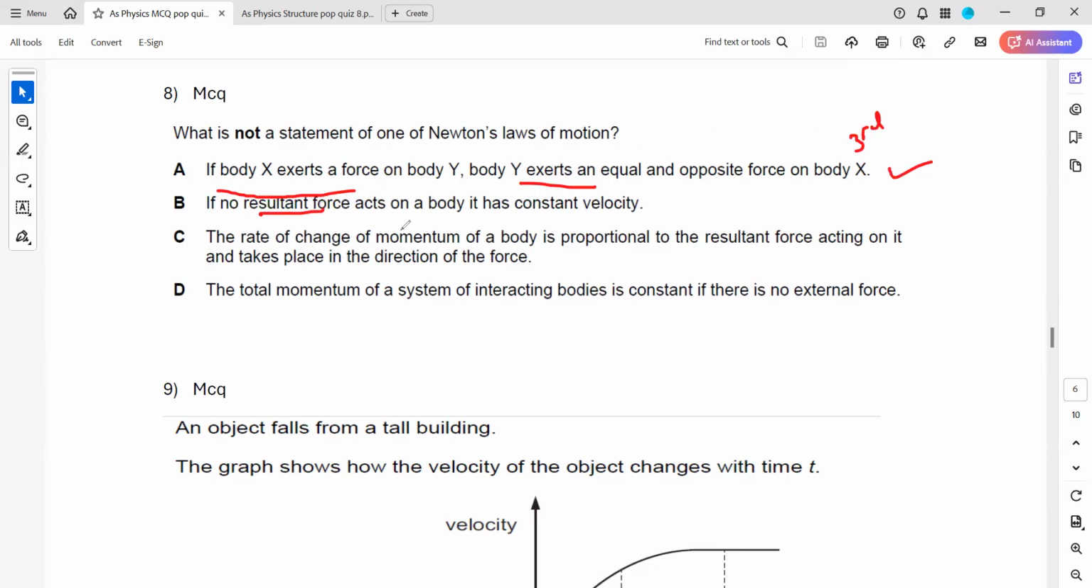No resultant force acts on a body, it has a constant velocity. That's true also. And it refers to Newton's first law. The rate of change of momentum of a body is proportional to the resultant force acting on it and takes place in the direction of the force. This is actually Newton's second law. How are momentum and Newton's second law related? Look, we say F is equal to ma.